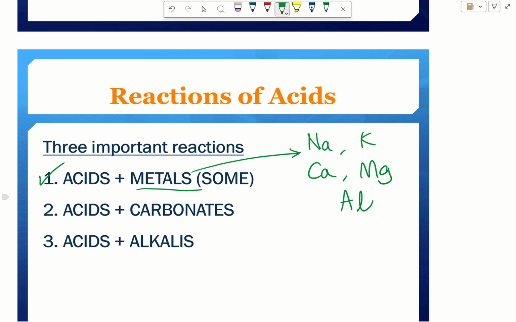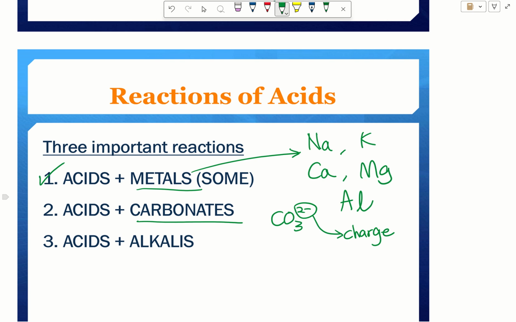The next important reaction is acid plus carbonate. So what are carbonates? Carbonates contain this CO3 2 minus group. The 3 belongs to O, which is oxygen. The C is 1, so there's 1 C and 3 O. What is the 2 minus? 2 minus is actually the charge, so it has a negative 2 charge.